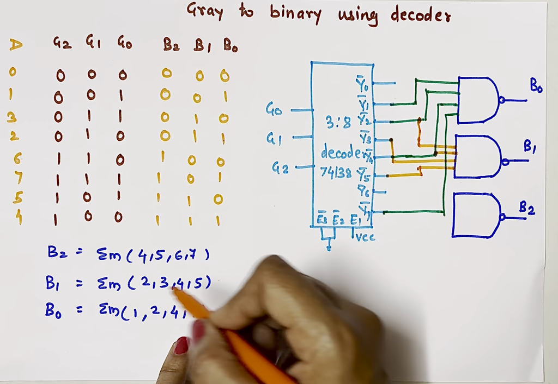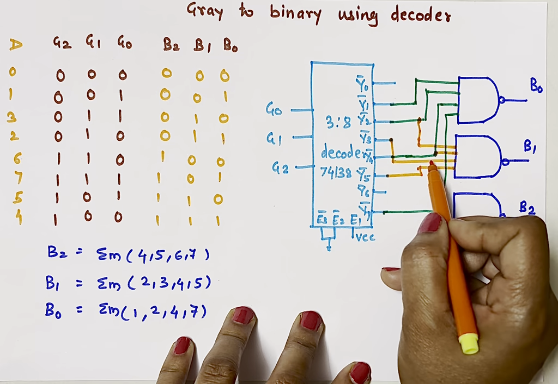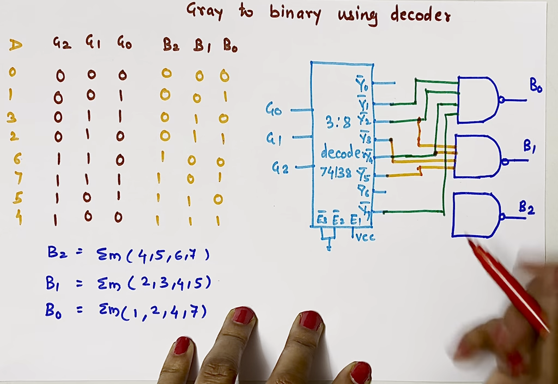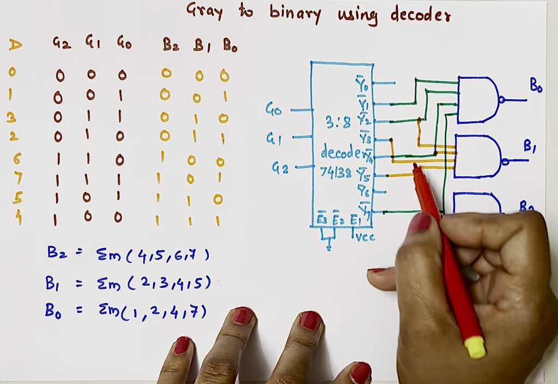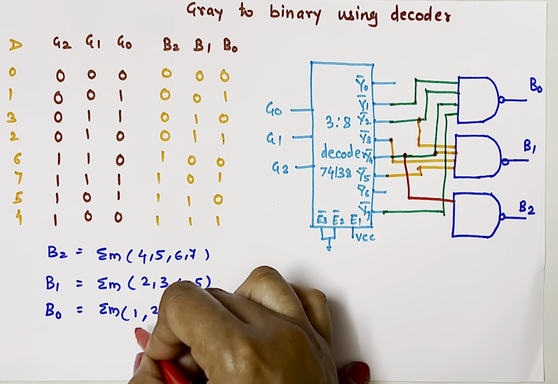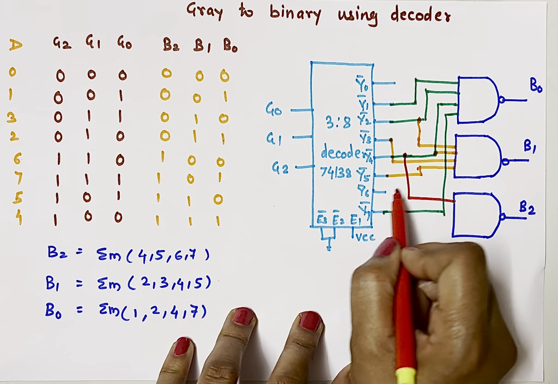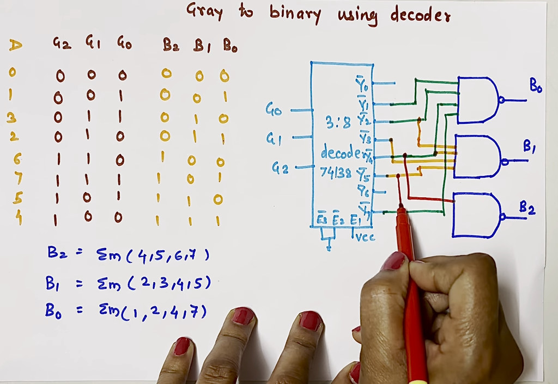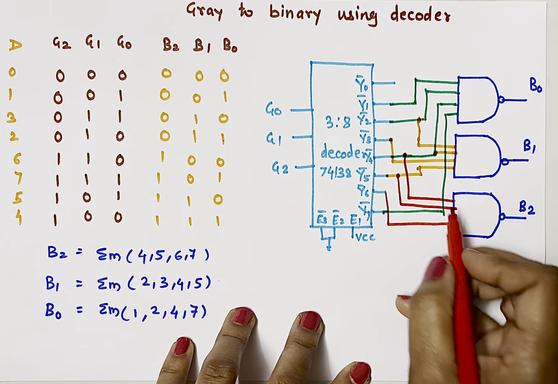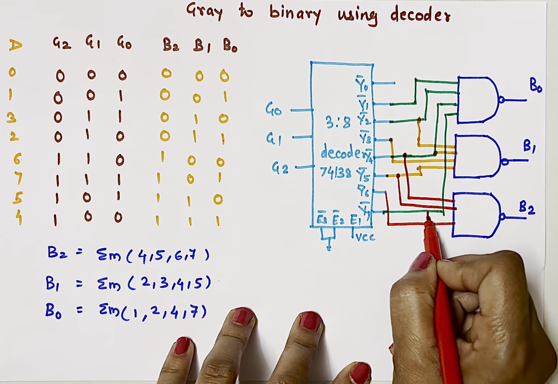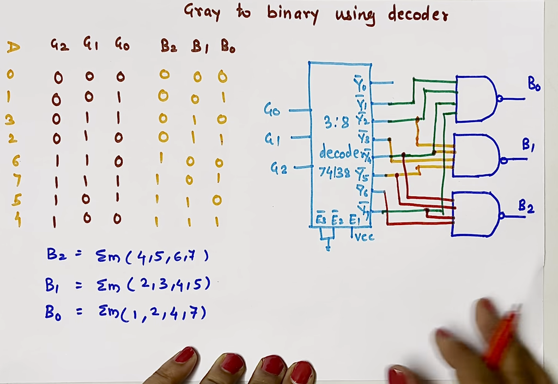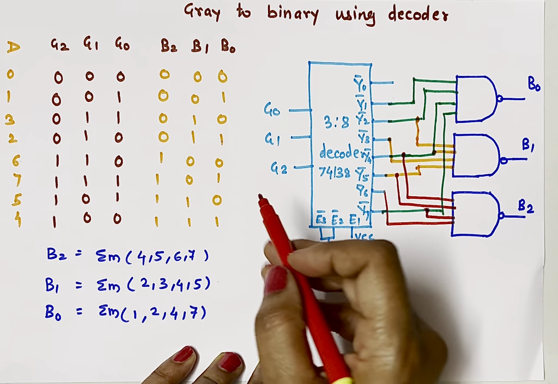For B2, there are 4, 5, 6, 7. So this is 4, 5, 6 and this is my 7. So if you implement this circuitry, you will be able to convert your gray code into binary code.